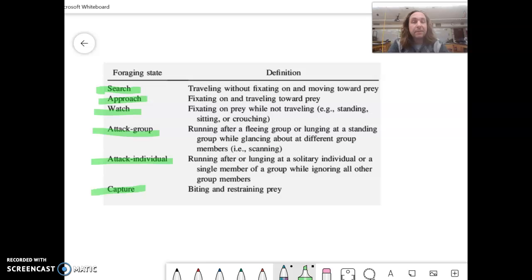There you go, easy enough. It's just the 1 or 2 word descriptions that name the behavior. So searching is a behavior, attack group is a behavior, and so on.